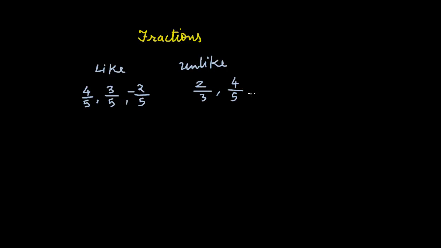There are two types of fractions, like and unlike. The fractions with same denominator are called like fractions. For example, 4 over 5, 3 over 5, negative 2 over 5. All these are like fractions. And the fractions with different denominators are called unlike fractions. For example, 2 over 3, 4 over 5, 1 over 8, negative 2 over 7, and so on.